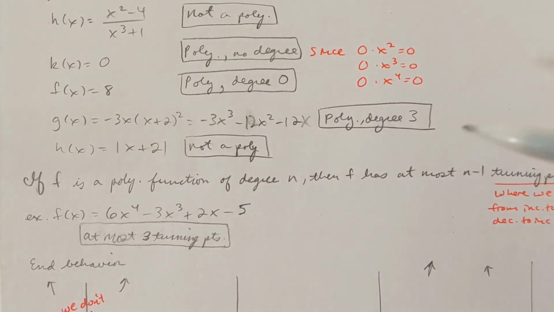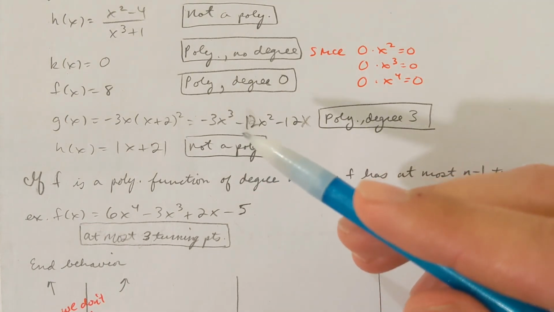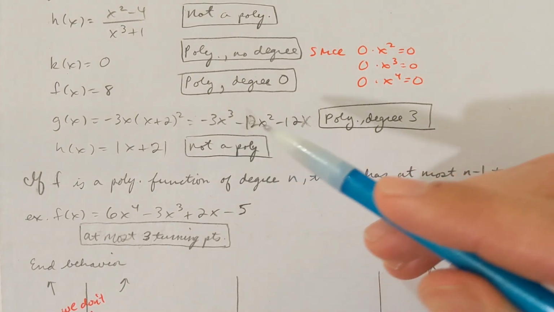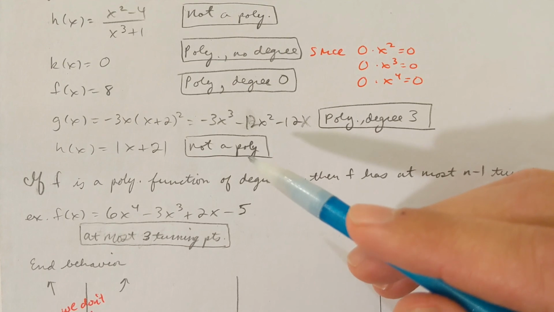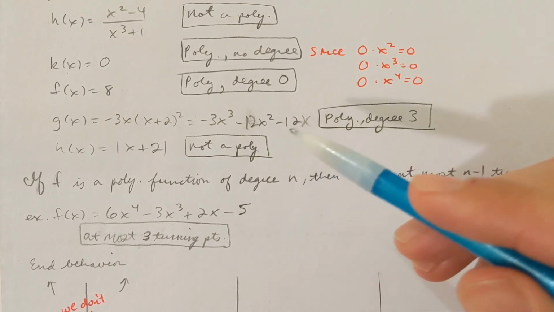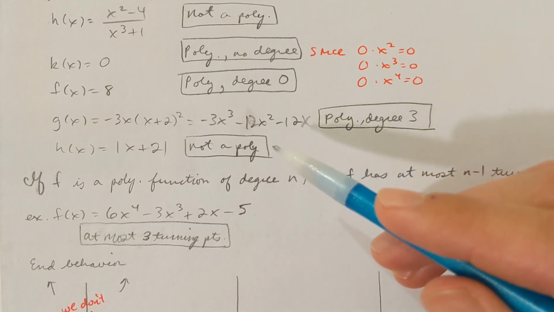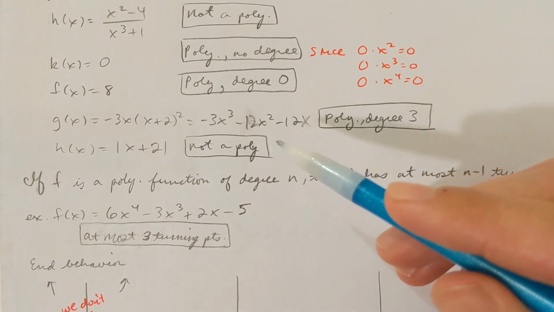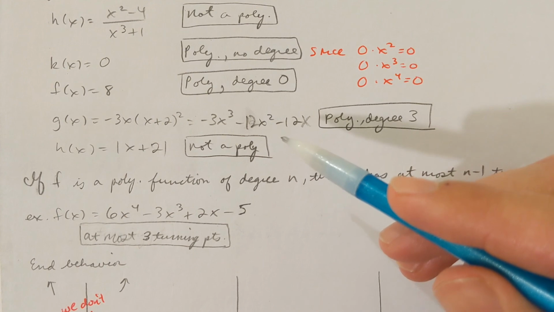How about h of x? And by the way, in the case of g of x, we're going to see that a lot, where we actually do have a polynomial that's in a factored form, and it may not look like a polynomial, but in fact it is a polynomial.